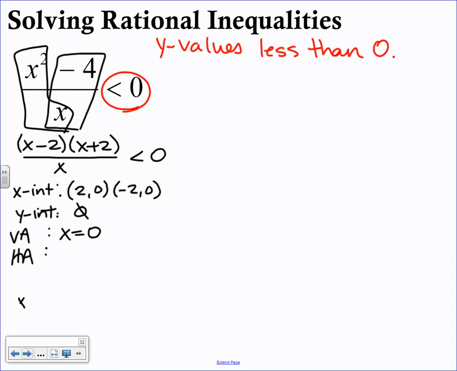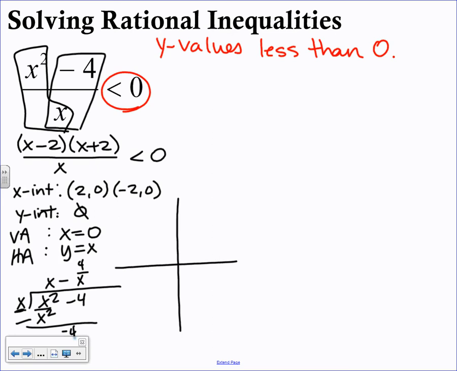Long division. x divided into x squared minus 4. Okay, so x times what is x squared? Well, that's just x. So x times x is x squared, and then I subtract, and I have a -4, so I'm done. My remainder is -4 over x, and so my slant asymptote is simply y equals x. So what does that graph look like? Well, here we go, plotting all my points.